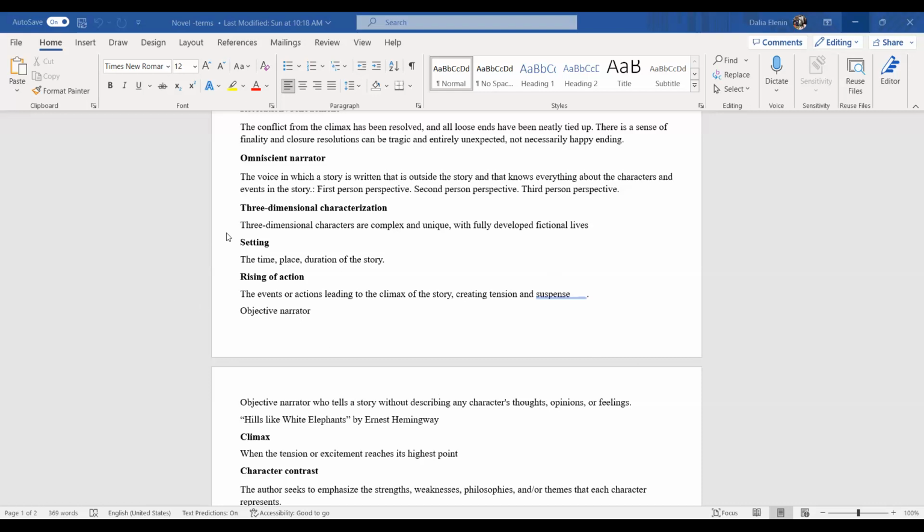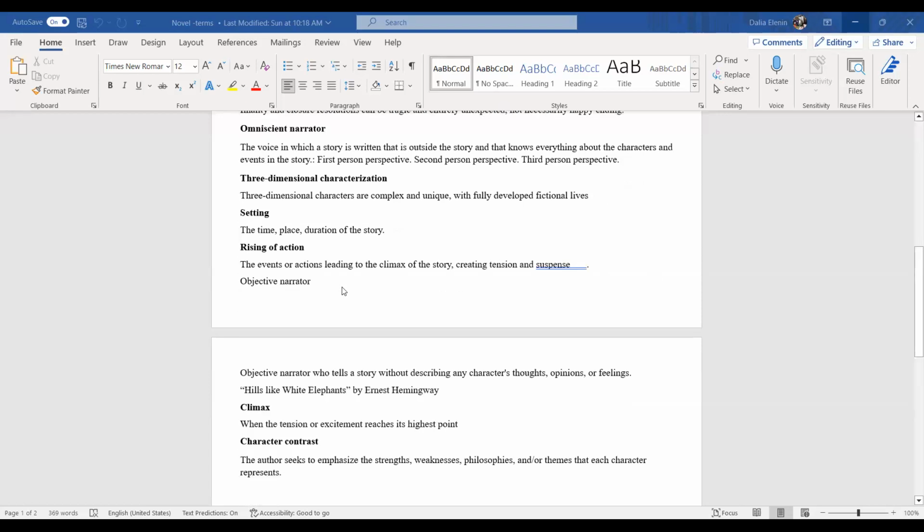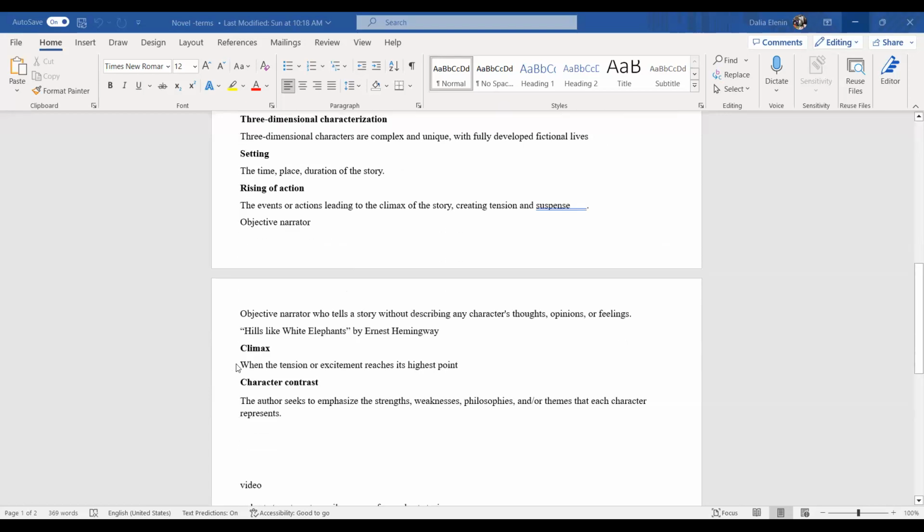Some other characters would be linear, no development from the beginning to the end. Nothing happened to the character, and you feel it's almost the same. Now, the setting, as we talk, is the time, place, and dimension or duration of the story. We talked about the rising action. We talk about the climax. We will apply all this to Hills Like White Elephants. I gave you this as a class assignment or a class exercise. I'll check what you did on Google Classroom.